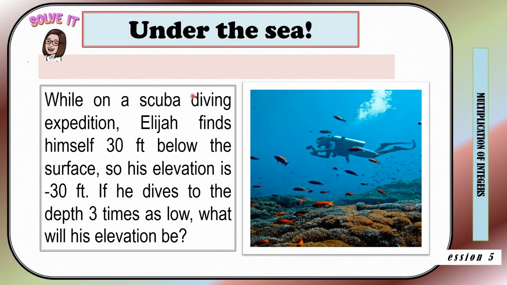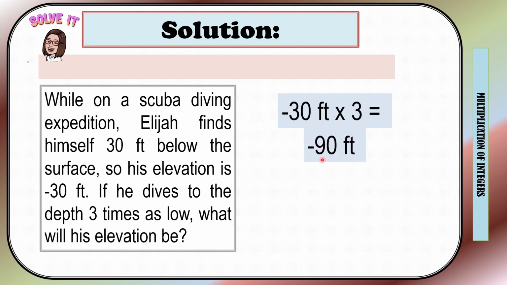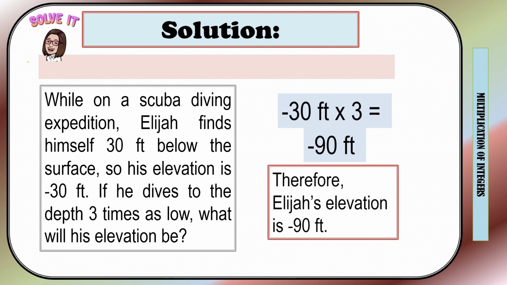Let's now solve the problem under the sea. So again, while on a scuba diving expedition, Elijah finds himself 30 feet below the surface. So his elevation is negative 30 feet. If he dives to a depth 3 times as low, what will his elevation be? Okay, again, I've mentioned this already. You will just multiply negative 30 by 3. So for the solution, we will simply multiply it. Negative 30 times 3 will give you negative 90. And you're asked for the elevation, so the depth is just negative 90 feet. Okay? That is our answer to the given problem.